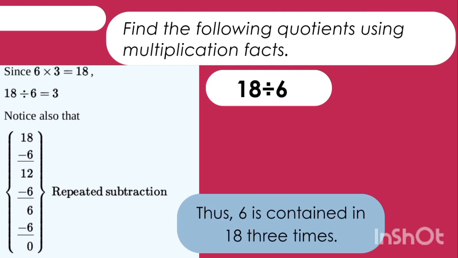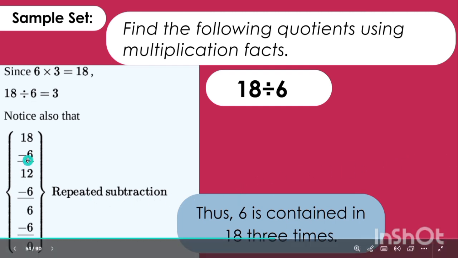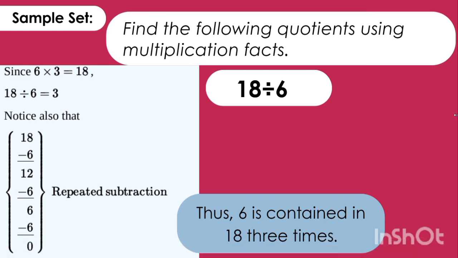Let's have this. Find the following quotient using multiplication facts. 6 times 3 is equal to 18. So 18 divided by 6 is equal to 3. But also notice that in subtraction, 18 minus 6, we will have 12. Then 12 minus 6 is 6. 6 minus 6 equals 0. So, how many 6s were subtracted to get 18? Three. So the answer is 3. Okay? So the 6 is contained in 18 three times. Very good.